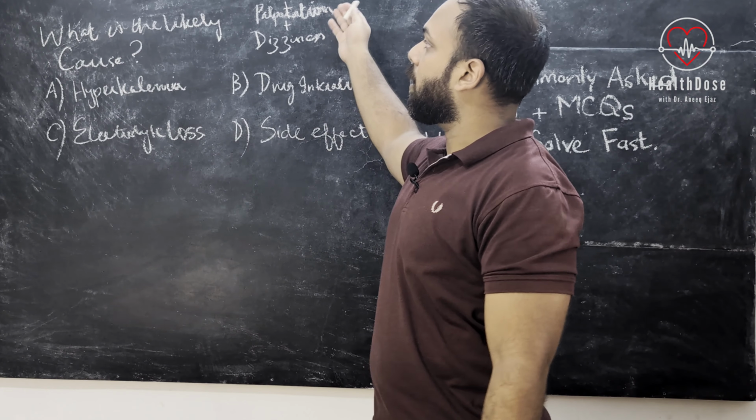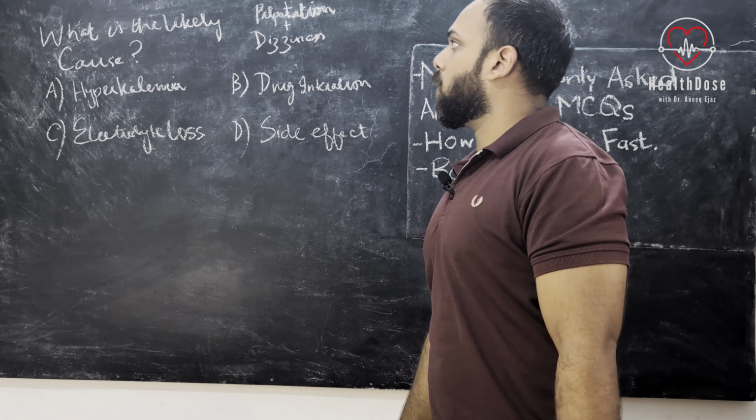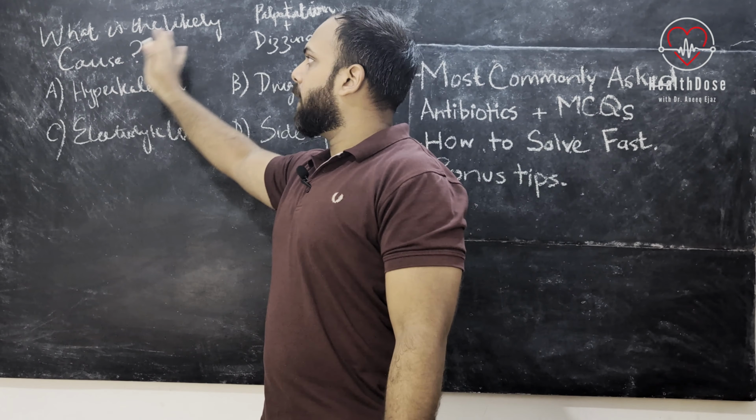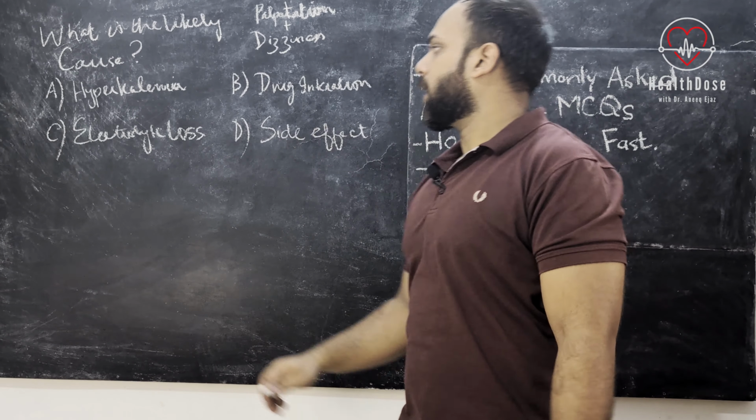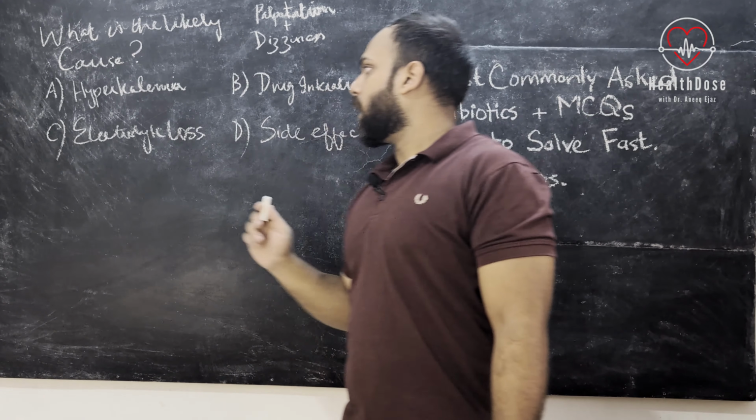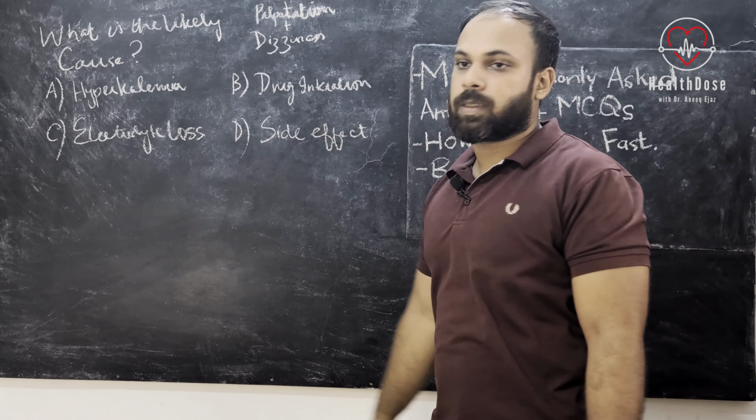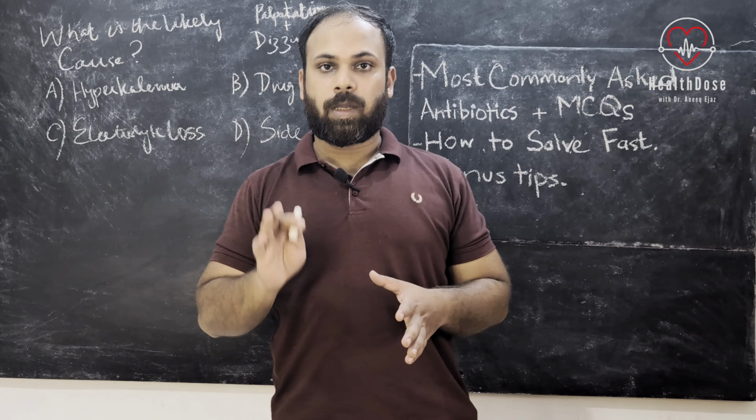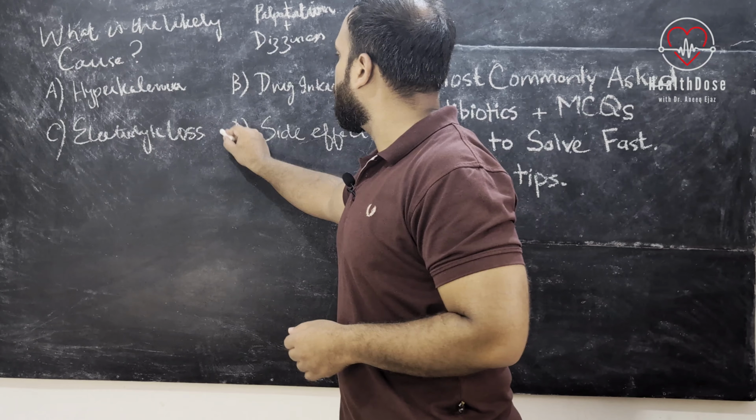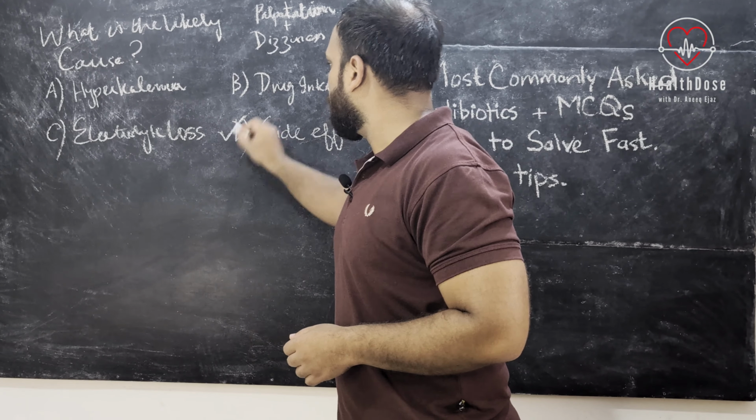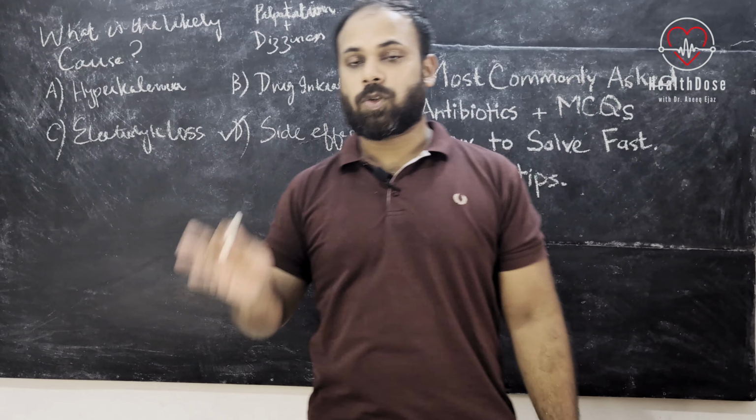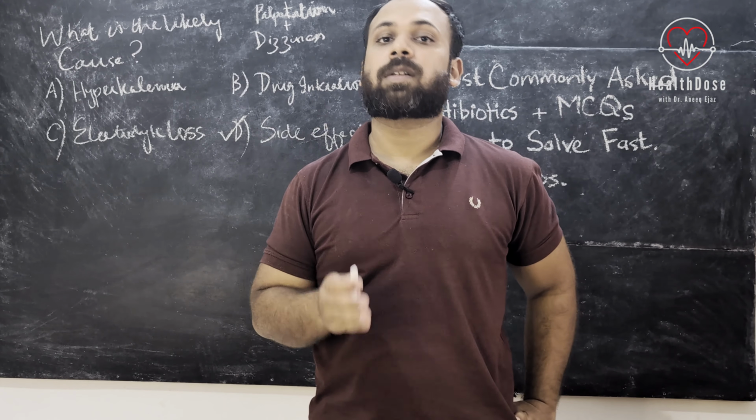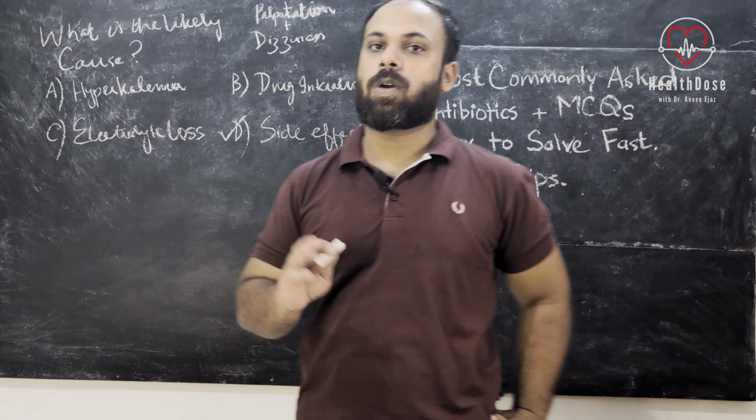So MCQ number 2: a patient on azithromycin is facing certain effects, and those are palpitation plus dizziness. So what is the likely cause? A, hyperkalemia, B, drug interaction, C, electrolyte loss, and D, side effect. So the correct answer is side effect, because as we already know, azithromycin has a side effect of QT prolongation.